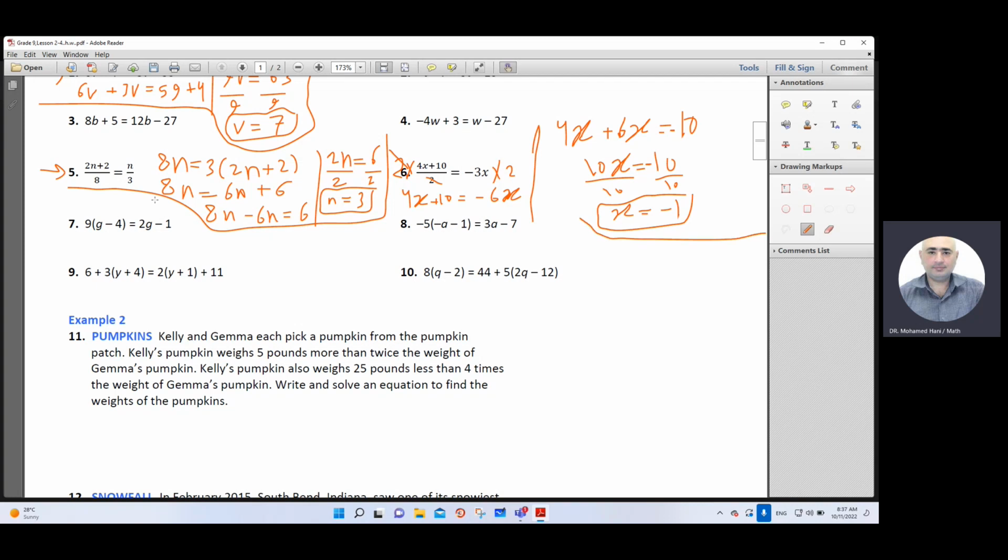Number 7 and 8, the same idea. Hazza, come to solve number 8, please.